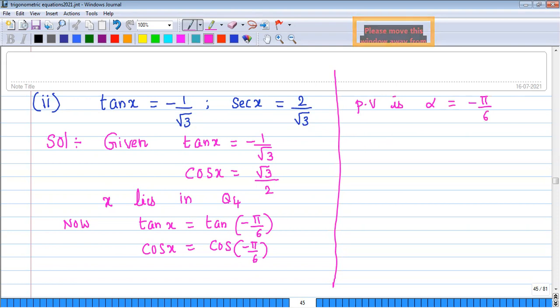Yes. Now the general solution. GS is theta equal to, this is a simultaneous solution or the most general solution, 2n pi plus alpha. This is equal to 2n pi minus pi by 6. N belongs to Z. This is the answer.